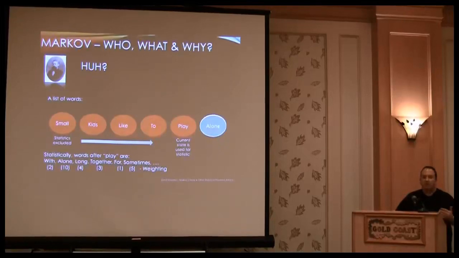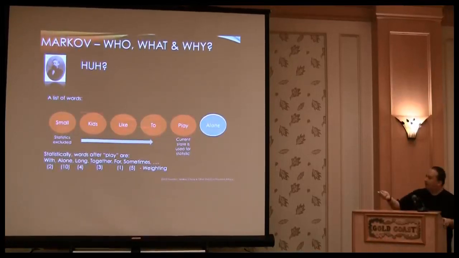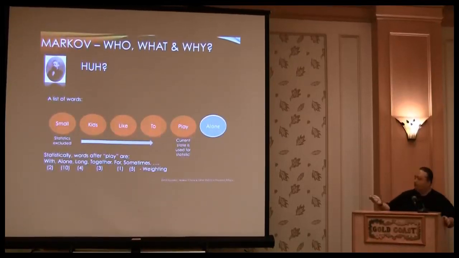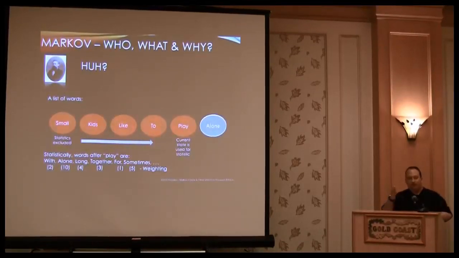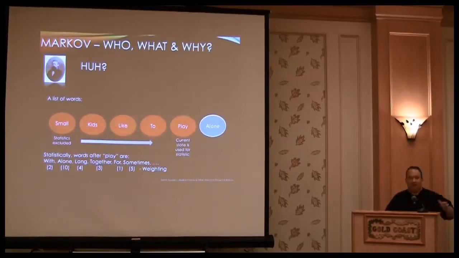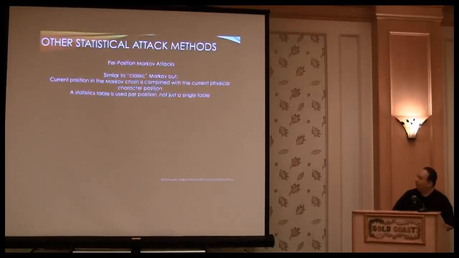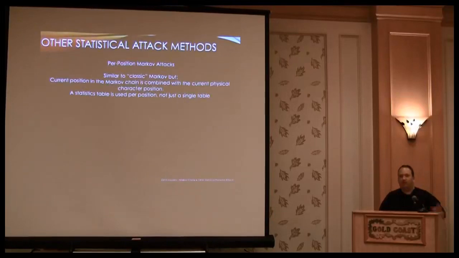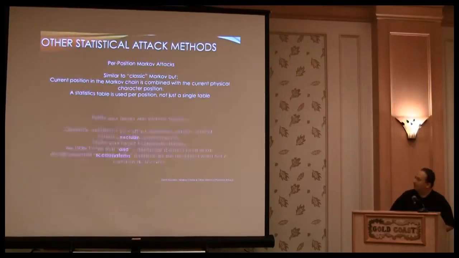Okay, when it comes to passwords, obviously this happens on a character level. So if we take the word password and we have the S, right, we're not only looking at what comes after S in Markov, we're also going to take the fact that S is the third letter in the word password, and we will customize our Markov chain to work with that. Right, so a statistics table is used per position, not just a single table. So you don't have a single Markov table, you have multiple ones based on the position of the character.